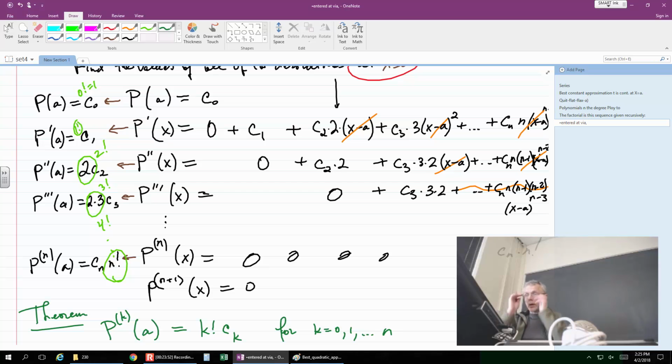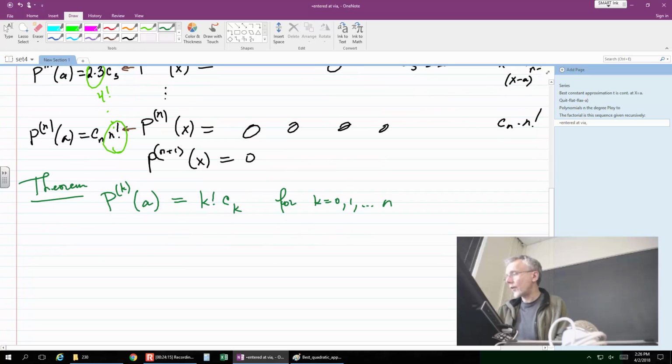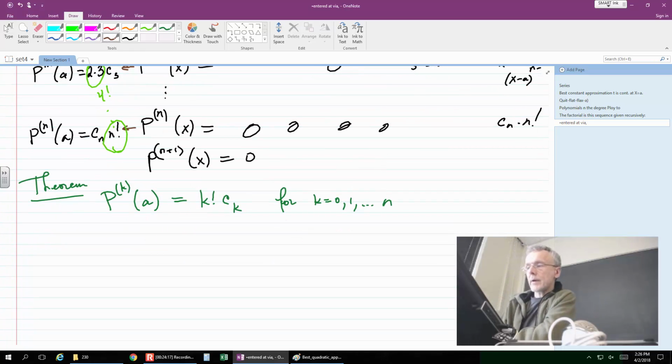Okay, so k factorial, c_k, all of the coefficients will reappear. Now, based on this theorem, let's try to follow that program that I have indicated as our long-term goal.